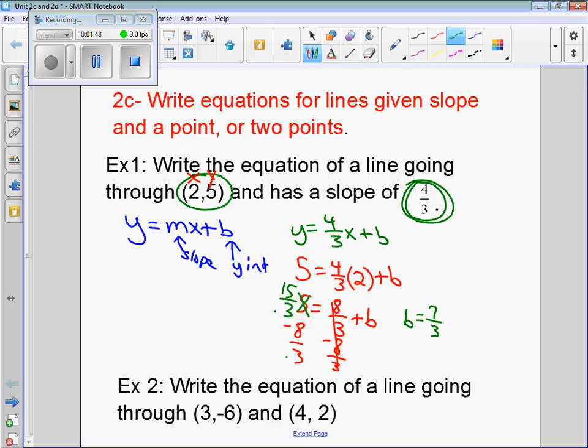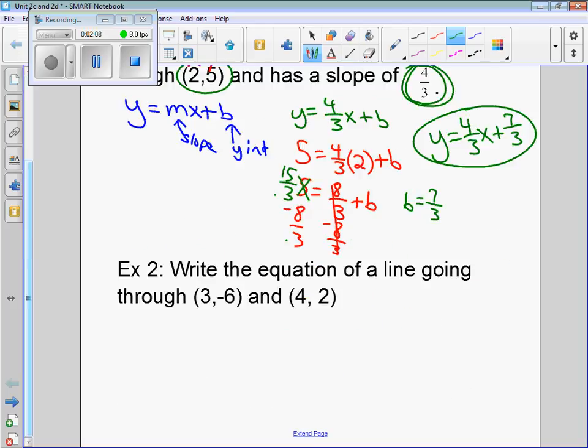So we're going to go back to the slope-intercept form. y equals 4/3 x, plus the y-intercept that we found, 7/3. In slope-intercept form, you can have fractions. In standard form, there's no fractions. So here we have slope-intercept form, so we can have fractions.